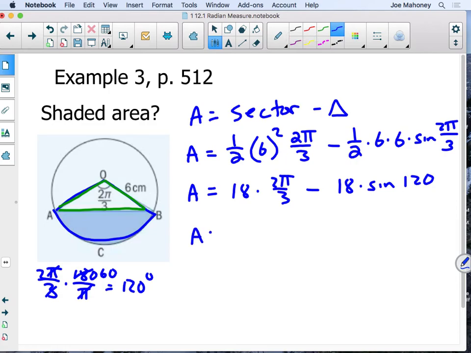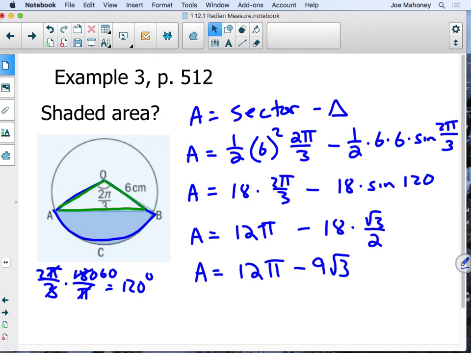So now if we simplify a couple things, let's see. 3 goes into 18 6 times, 2 is 12. So we get 12 pi over there. Yeah, 12 pi, right? 18 over 3, 6 times 2 is 12 pi, yep. 12 pi minus 18 times, and the sine of 120 is radical 3 over 2. So if you want an exact answer, it's 12 pi minus 9 radical 3. That would be a nice answer to get.